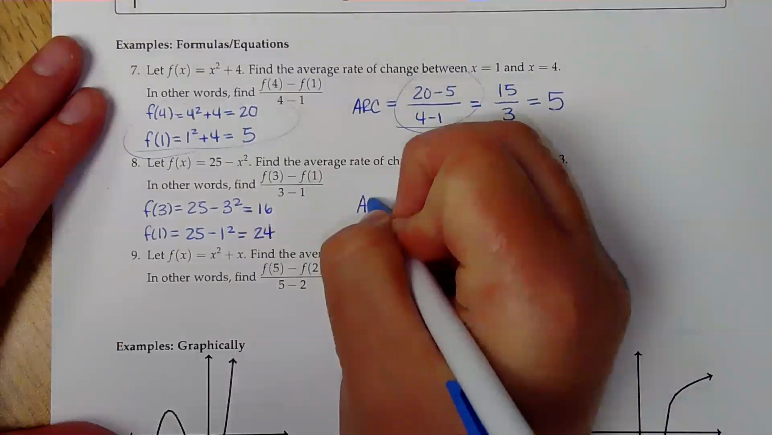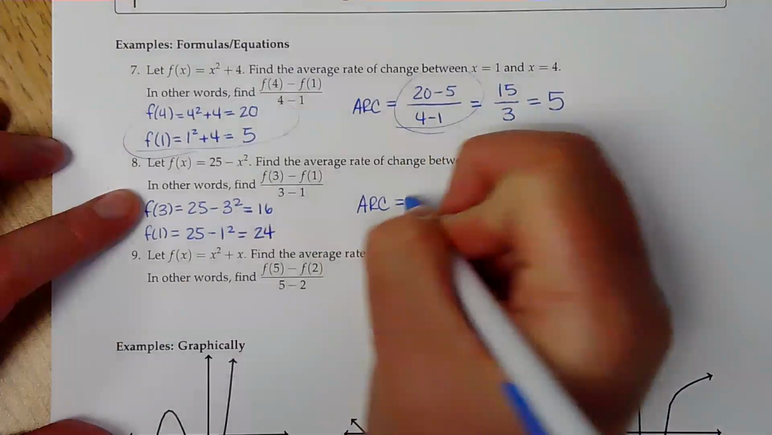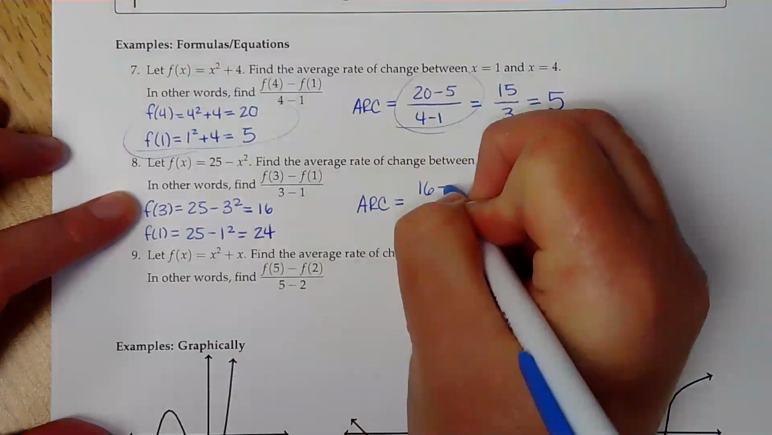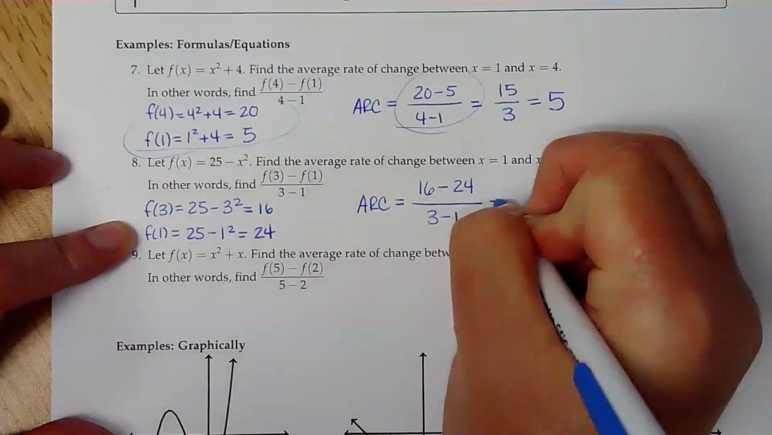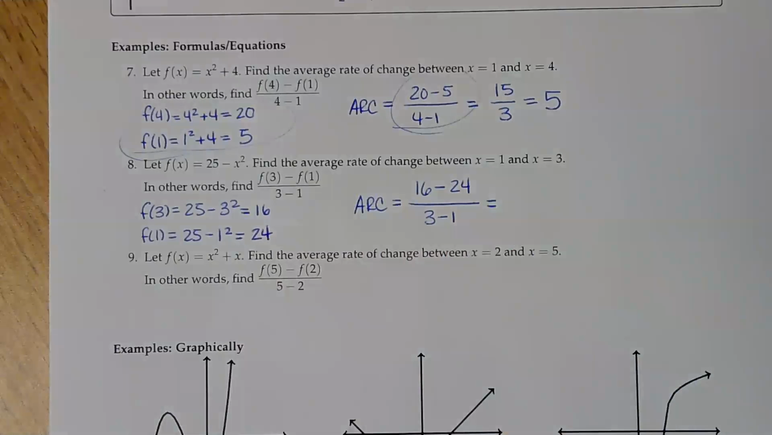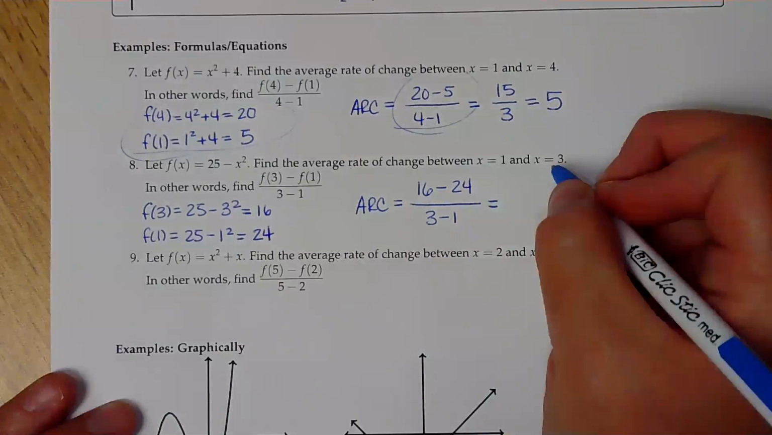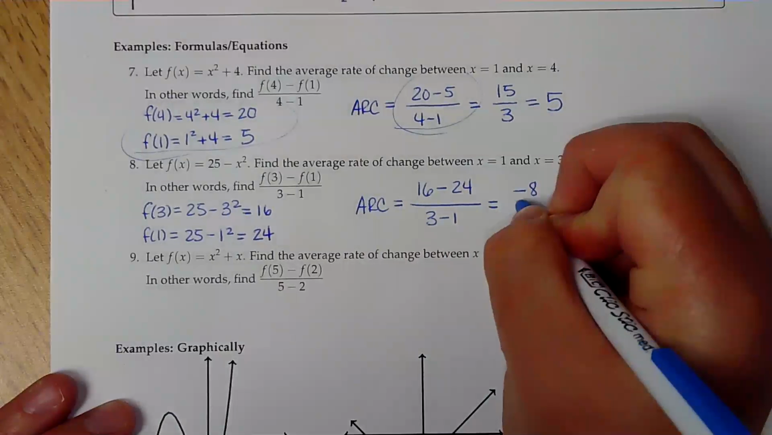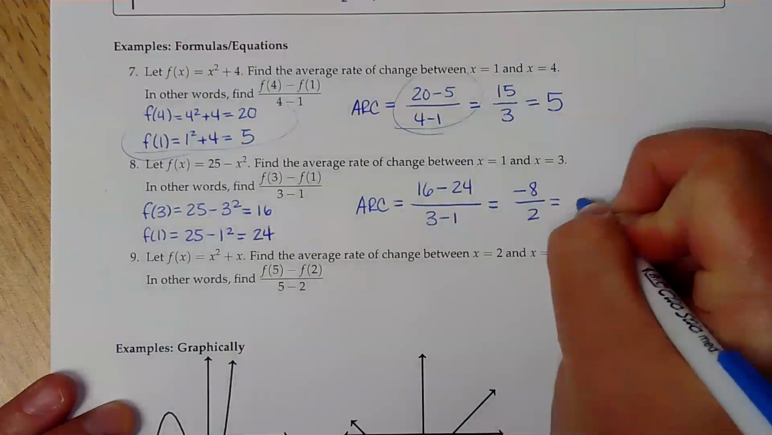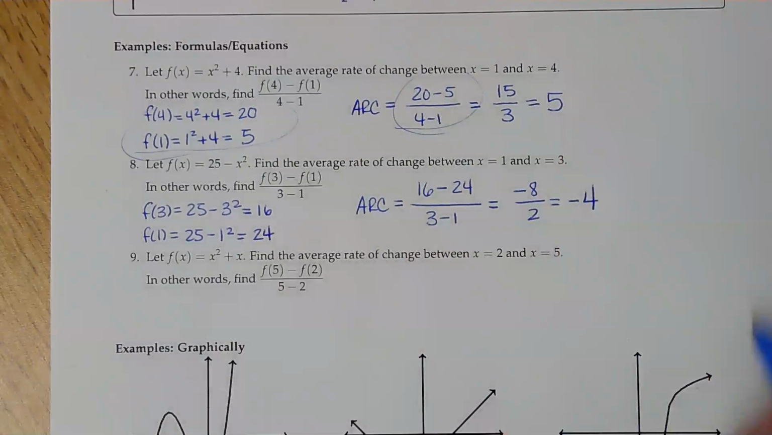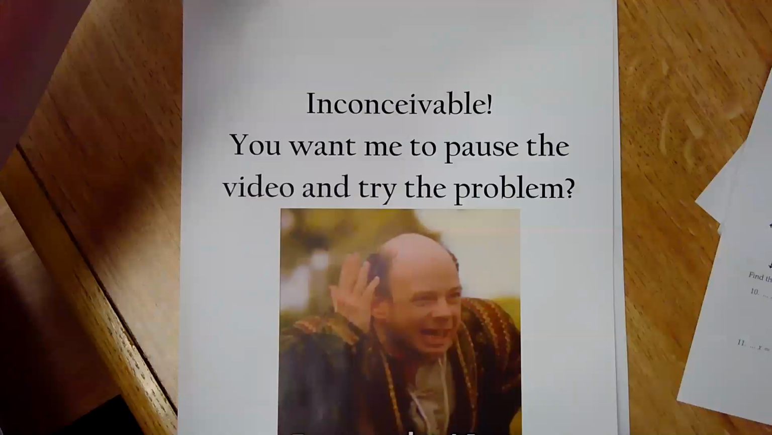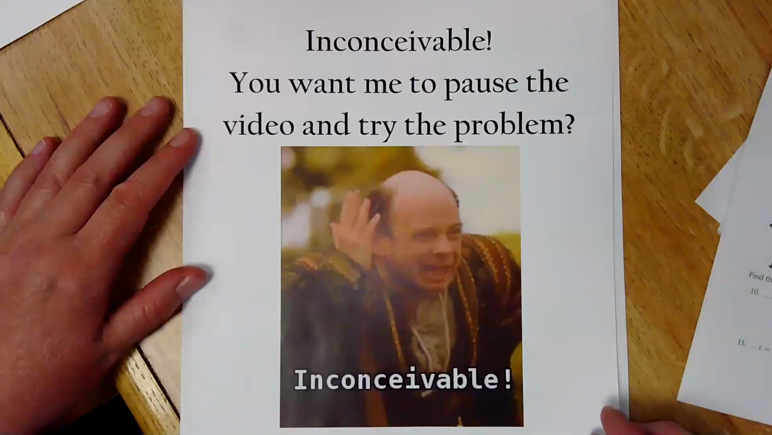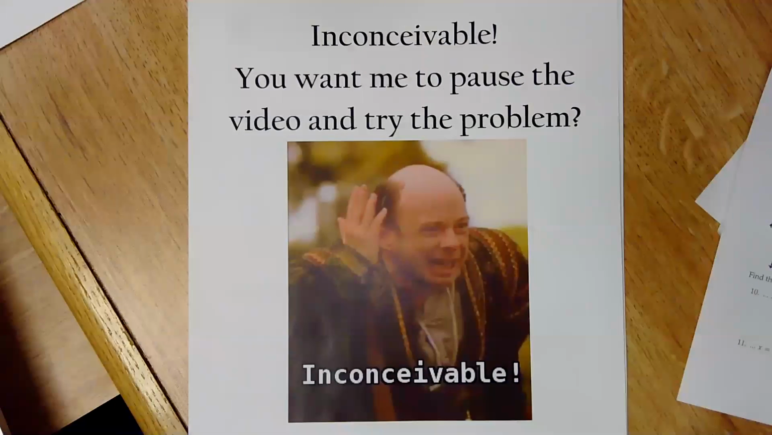So our average rate of change here, f of 3 minus f of 1 over 3 minus 1. So 16 minus 24 is a negative 8. 3 minus 1 is 2, so our average rate of change is a negative 4. All right, I would like you to go ahead and pause the video, give this a try on your own. This would be a good chance just to make sure you feel comfortable doing this for the homework.